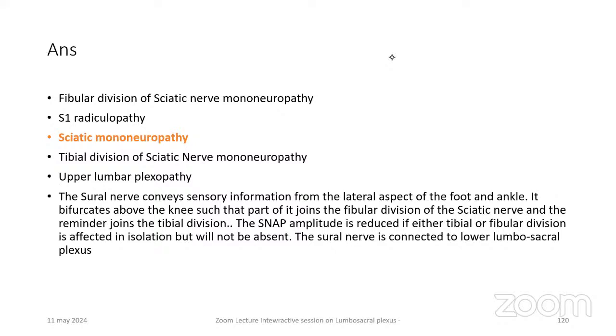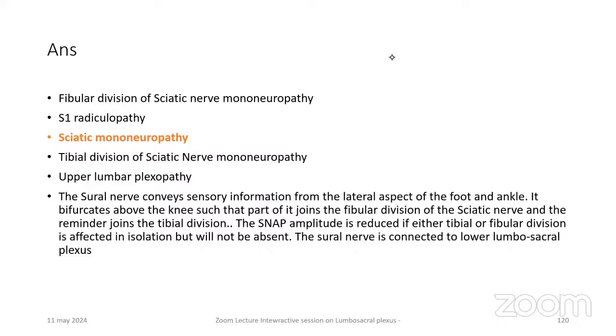The sural nerve conveys sense information from the lateral aspect of the foot and the ankle. It bifurcates above the knee such that part of it joins the fibular division of the sciatic nerve and part joins the tibial division. The SNAP amplitude is reduced if either the tibial or fibular division is affected in isolation, but will not be absent. The sural nerve is connected to the lower lumbosacral plexus. I think you got the point. Yes, sir, a new learning point for me.